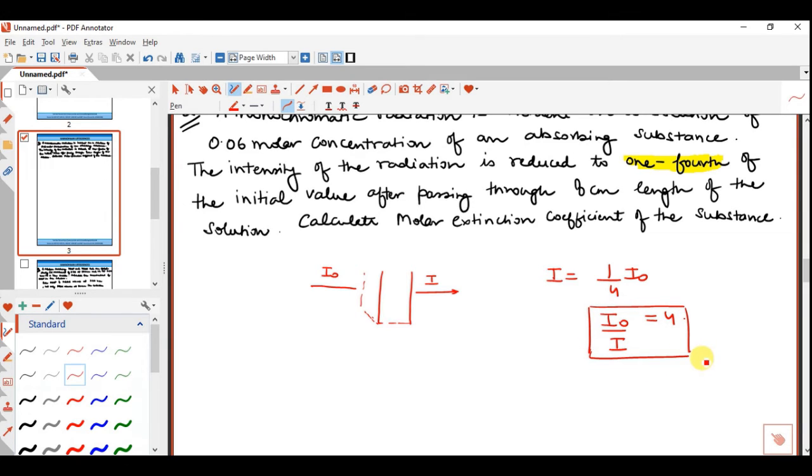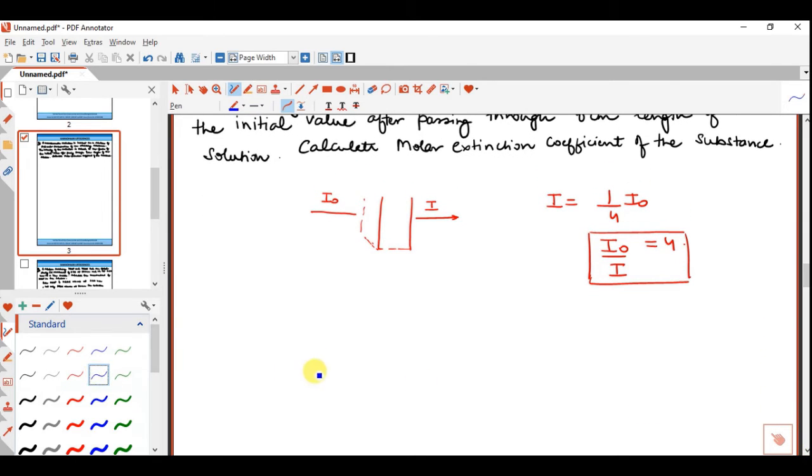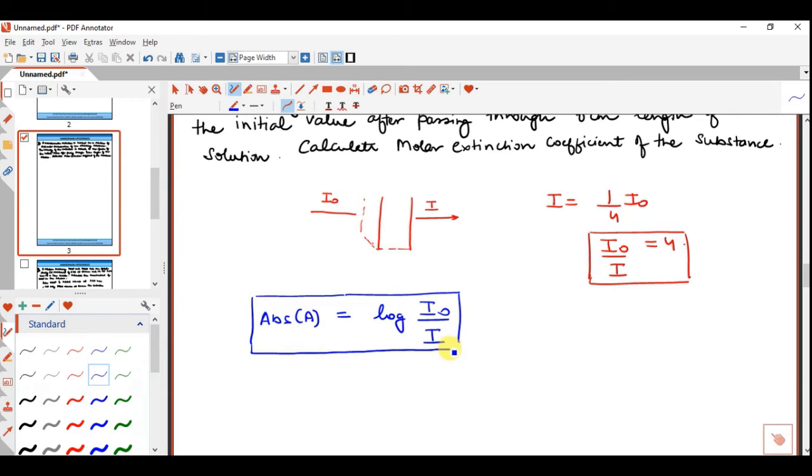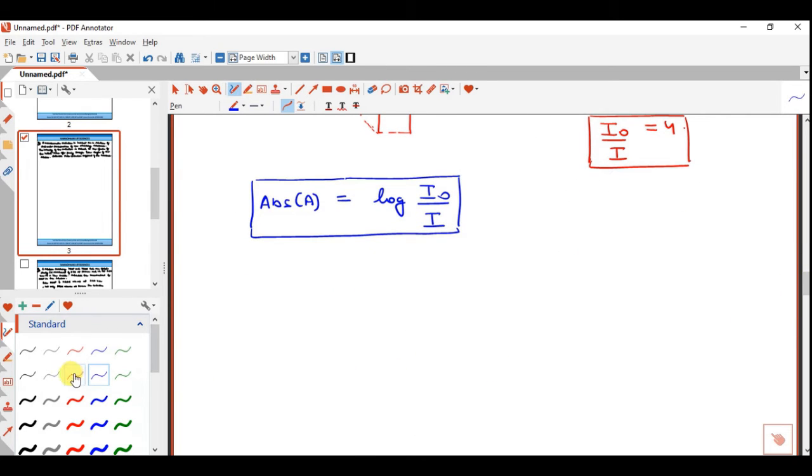This is very simple, and you already know from the previous formulas that absorbance, or A, is equals to log I naught by I. So this we have talked about. Now utilizing this formula, I can somehow calculate the absorbance, isn't it? So let me just use this formula and calculate the absorbance.